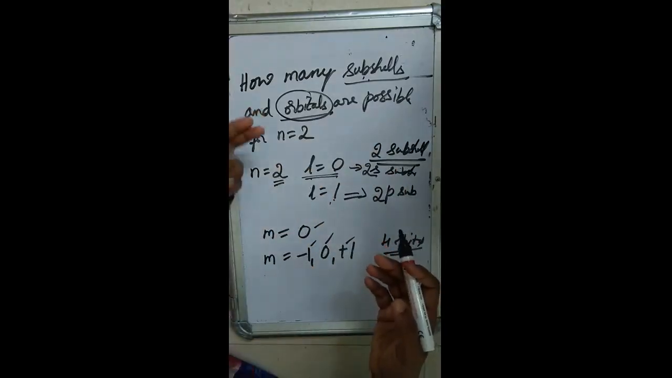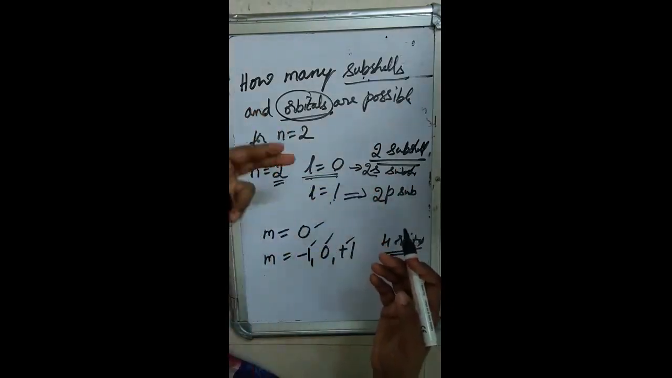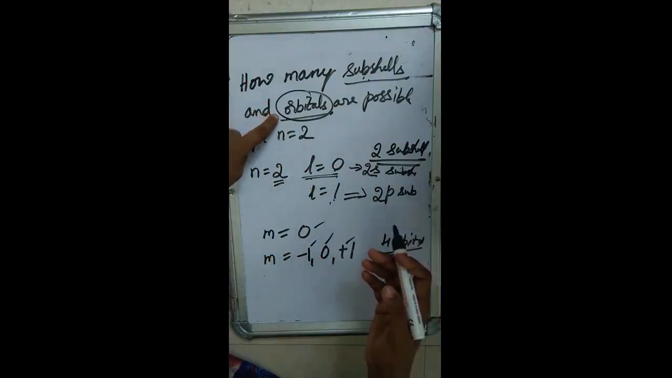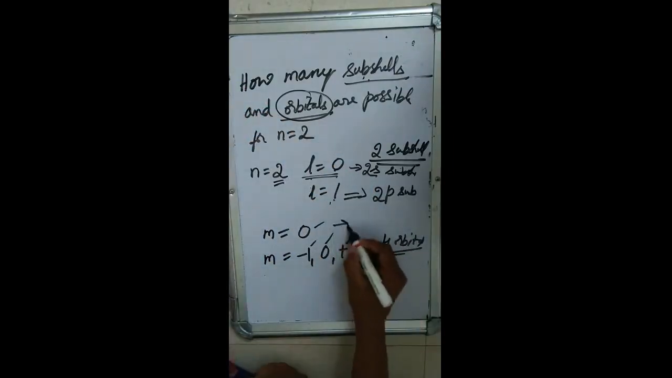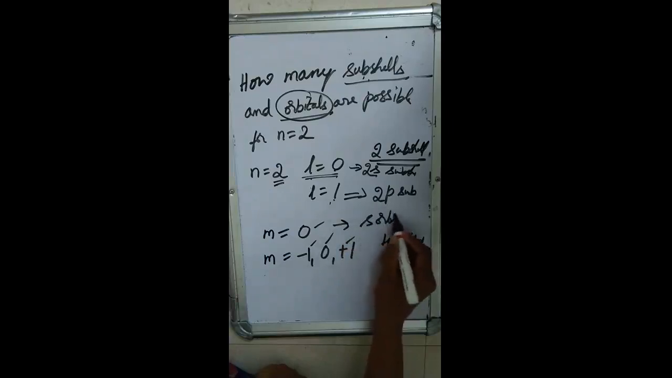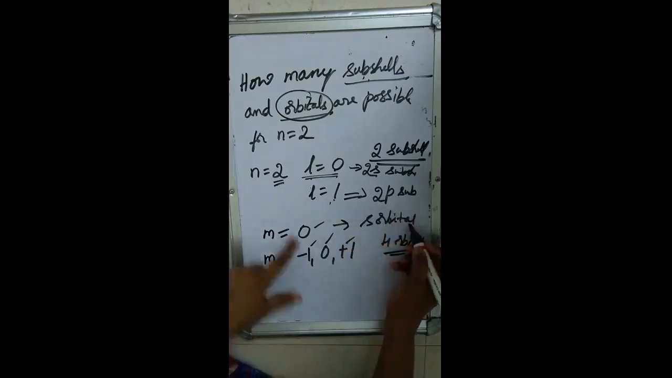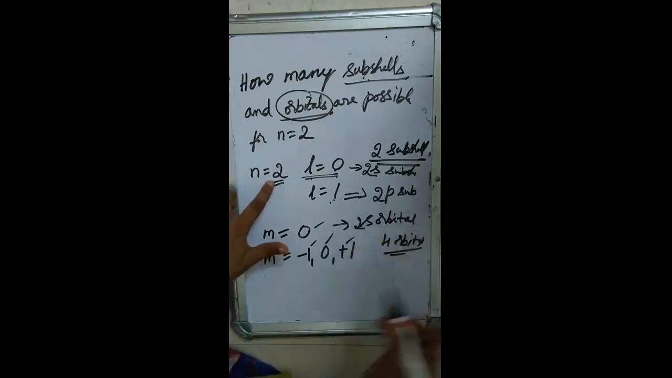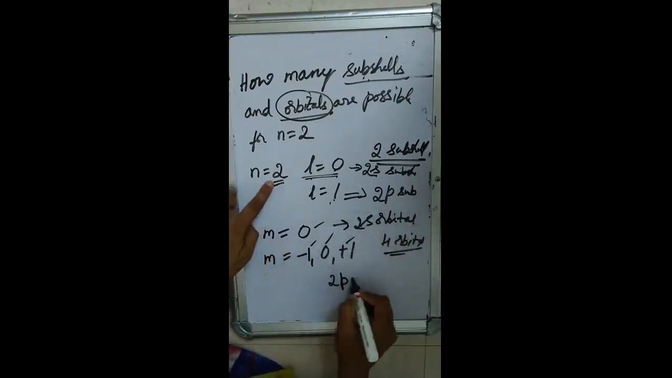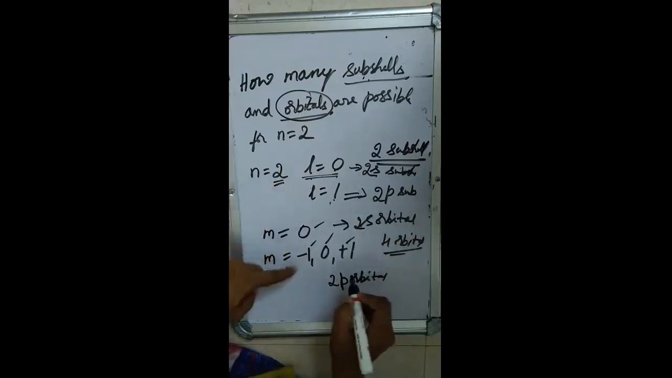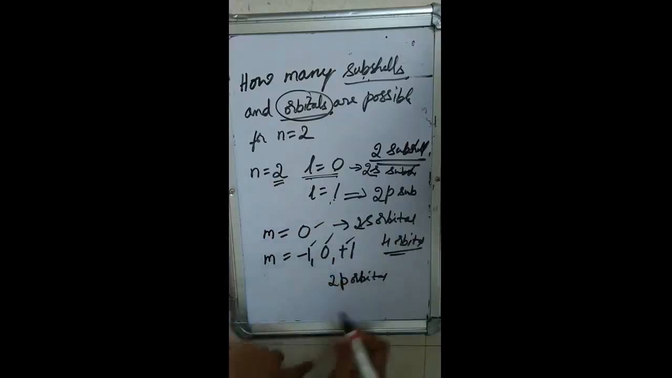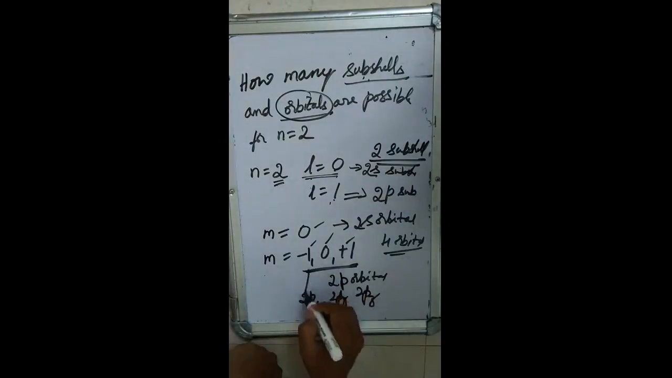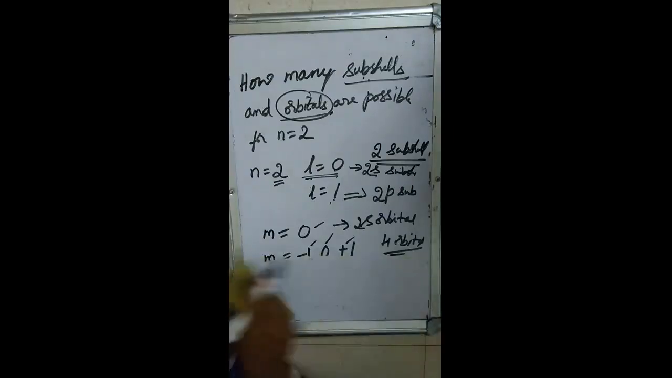Suppose, same as in the previous case, the question is asked to name the orbitals. Then how will you write this? This is the S orbital, which is the 2s orbital. Here this is the 2p orbital because L is equal to 1. In detail, you can write 2px, 2py, 2pz for this. I hope you understood.